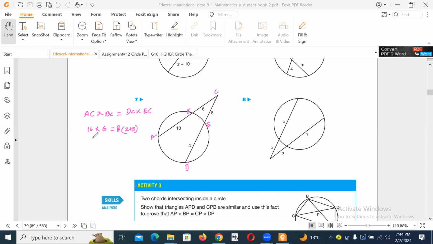Now just simplify. 16 multiplied by 6 is 96. Multiply 8 inside first with x, and then 8 multiplied by 8 is 64. We can take 64 to the other side, so it is subtracted from 96. Here we have 8x. So 8x is equal to 96 minus 64, which gives me 32. Divide by 8, which gives x equal to 4, since 8 4s are 32. I hope it is clear.